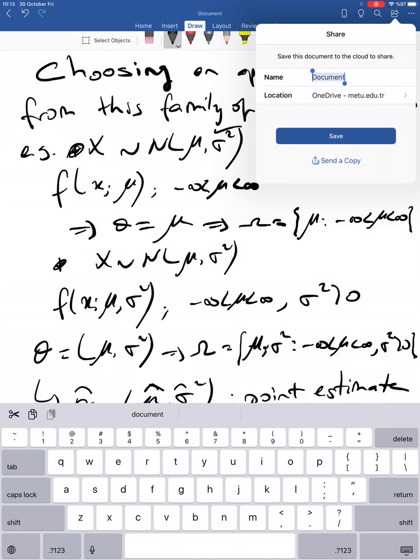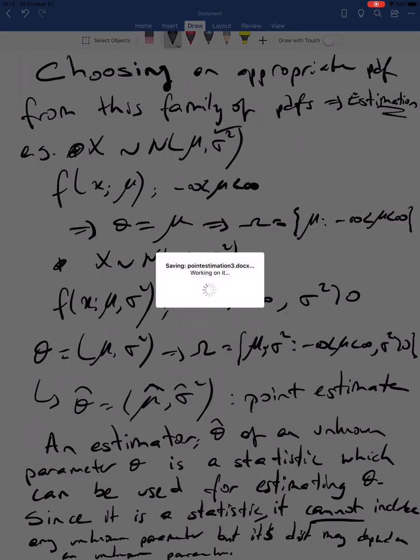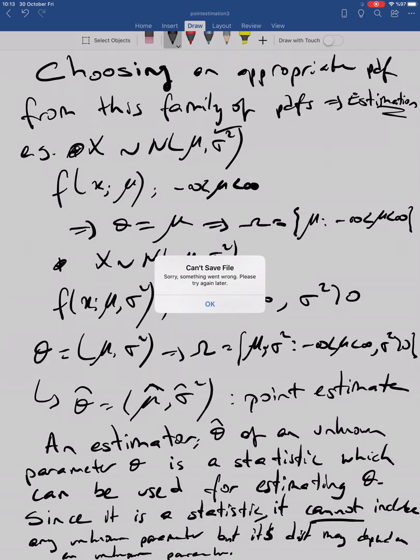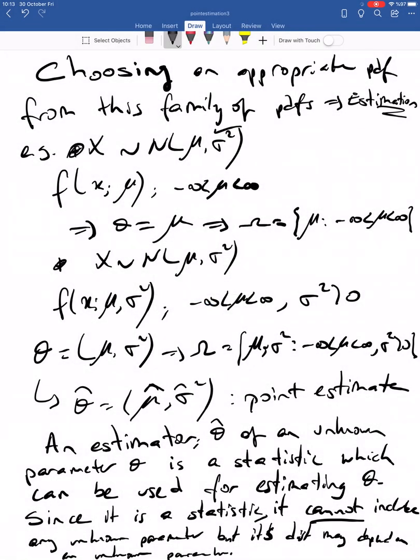Let me save this again, point estimation 3. Save. Okay, so let me stop here. I will continue with the estimation techniques.